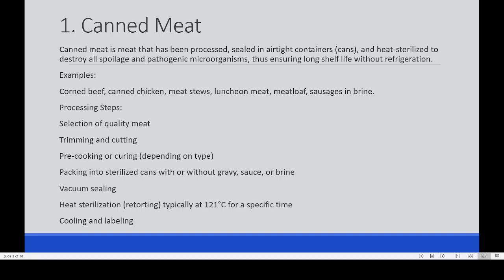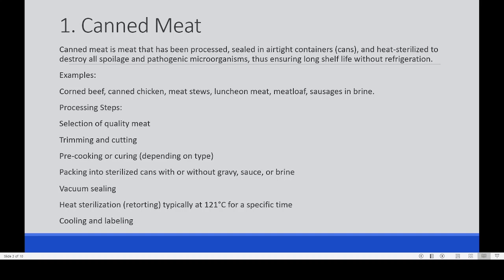So most of the time, this kind of meat can be kept in your house for a long period of time, maybe 1 year or 2 years. That is the advantage of canned meat. Another advantage of canned meat is that most of the time it is ready to cook also. Here you can see canned beef, canned chicken, meat stews, luncheon meat, meatloaf, and sausages in brine. So these are some different types of meat products which are available in the market.